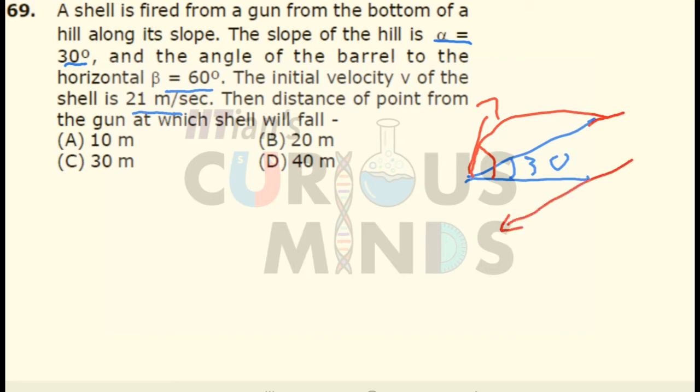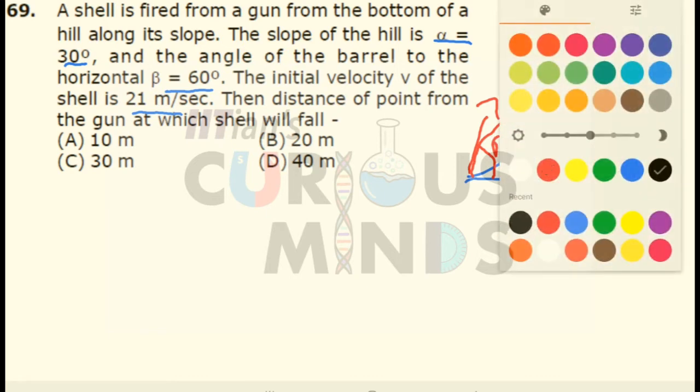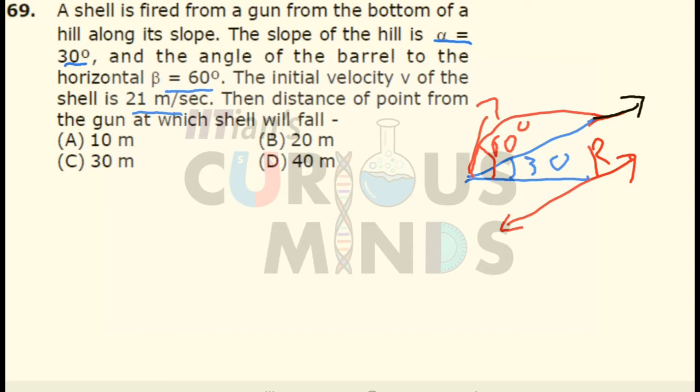So suppose this is a slope which is given as 30 degrees. A barrel is shot at this angle, which is equal to 60 degrees, and it falls at a range r. This is 60 degrees from the horizontal, so we have to calculate the range r at which it falls. Over here I will choose this as the x component and this as the y component, and I will solve it accordingly.